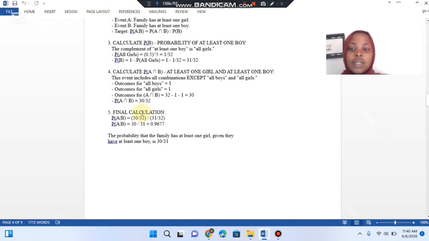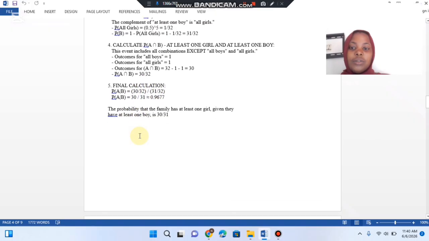Then our final calculation, we are going to get 30 out of 32 divided by 31 out of 32. Then the total answer, we are going to get the probability that the family has at least one girl, given they have at least one boy, is 30 out of 31.